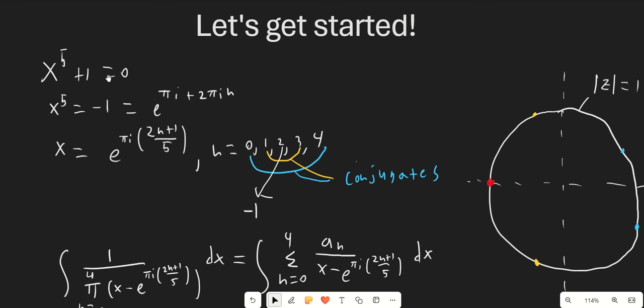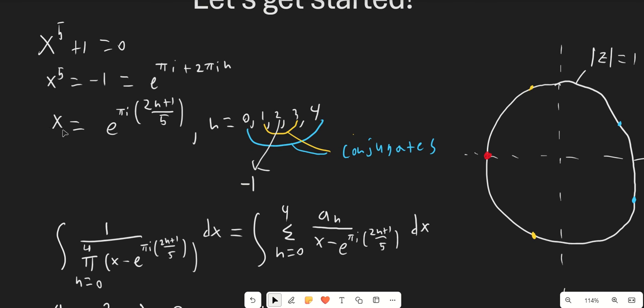We have x to the 5th plus 1 equals 0. We want to find the zeros because that way we can factor the bottom and do partial fractions. So we set x to the 5th equal to negative 1. And negative 1 is, of course, e to the pi i plus 2 pi i n. And we find that x equals e to the pi i times 2n plus 1 over 5. Now n is going to be 0, 1, 2, 3, or 4.